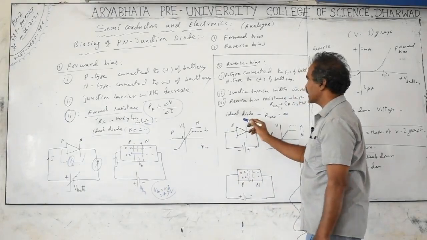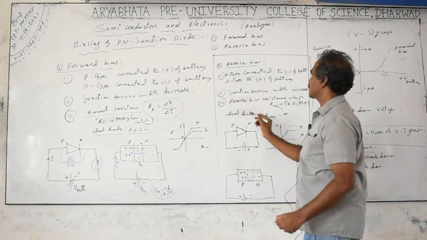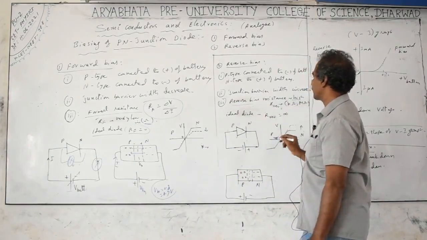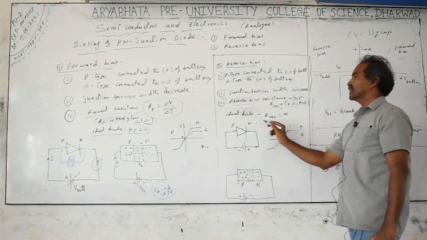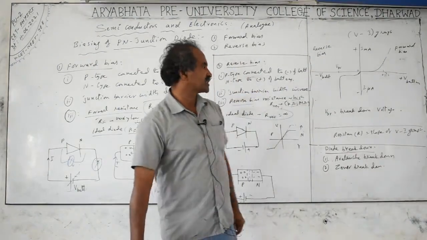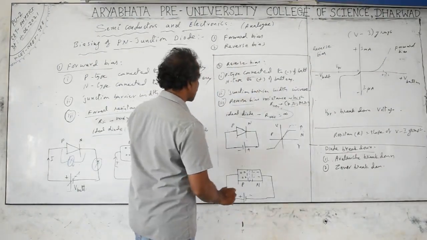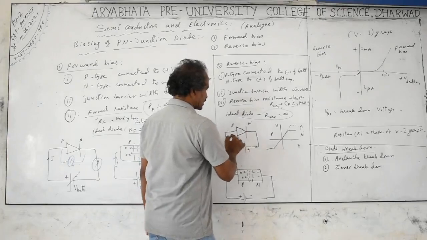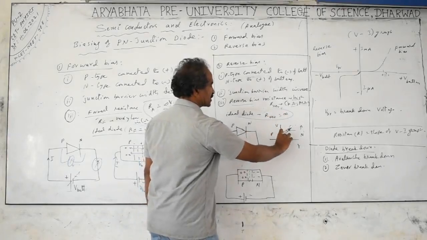How can we explain it? Next, the resistance. Reverse bias resistance is very high, in the order of kiloohms to megaohms. For an ideal diode, the reverse resistance is infinity. High resistance means current should not pass. What happens in this case? The reverse bias current is supposed to be 0, and the barrier potential width increases.